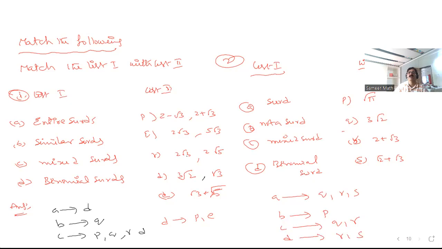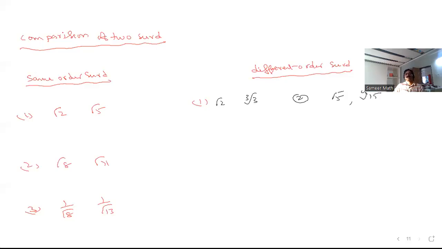Shall we go for another question where you are learning something else? Yes, sir. Now you see this one again. How to compare two surds. Here I want to discuss two cases now: same order surd and different order surd. You see that these are binomial surds taken here, same order surd.